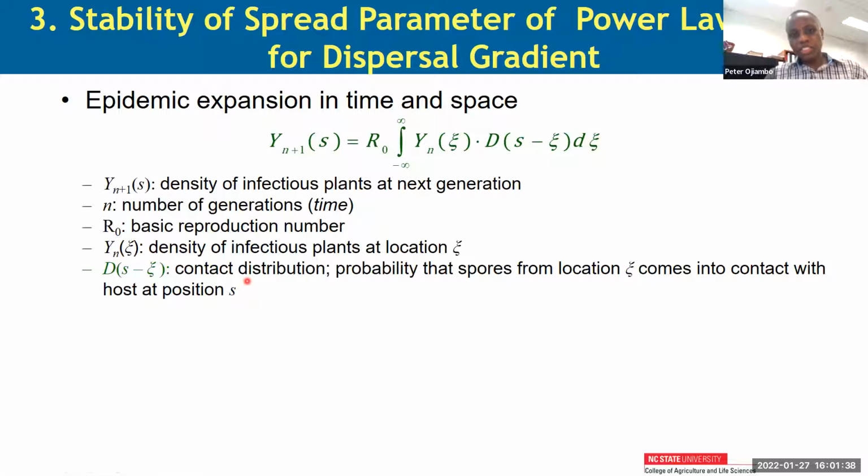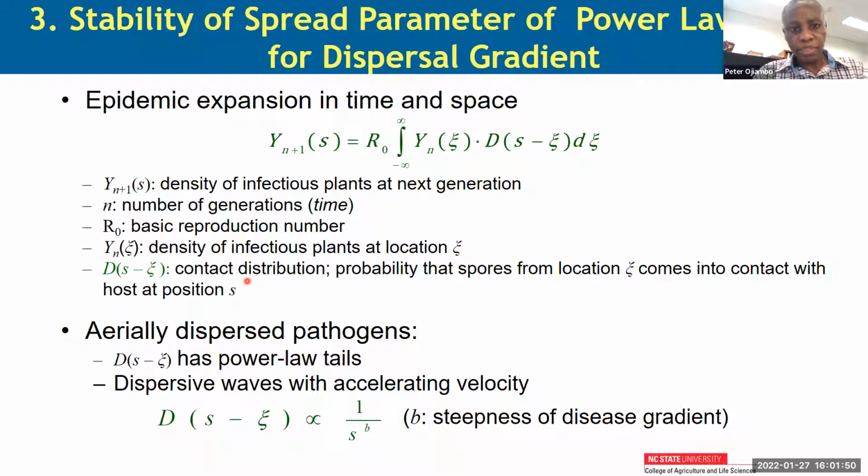The contact distribution just refers to the probability of inoculum moving from one particular location to be able to cause disease at some distance away from the source. Why is this important? For aerially dispersed pathogens, which is the focus of my talk today, this contact distribution has what we call power law tails, and because of that, it results in epidemics that have dispersive characteristics with a sort of accelerating velocity. Okay, and so they don't have a constant velocity.